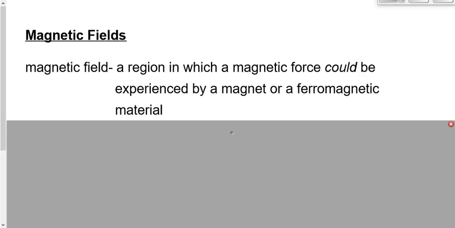A region in which a magnetic force could be experienced. Could be, right? Could be. There's a magnetic field in front of you right now caused by the Earth. There's nothing there to experience it. But if there was something there to experience it, it would experience a magnetic force. So it's a region in which a magnetic force could be experienced if there was something there to experience it.